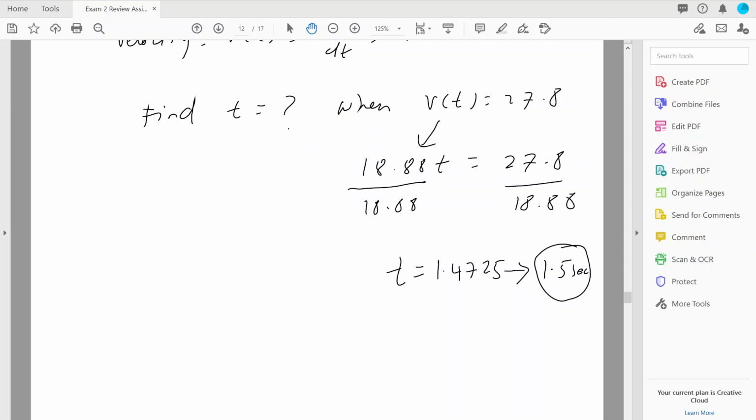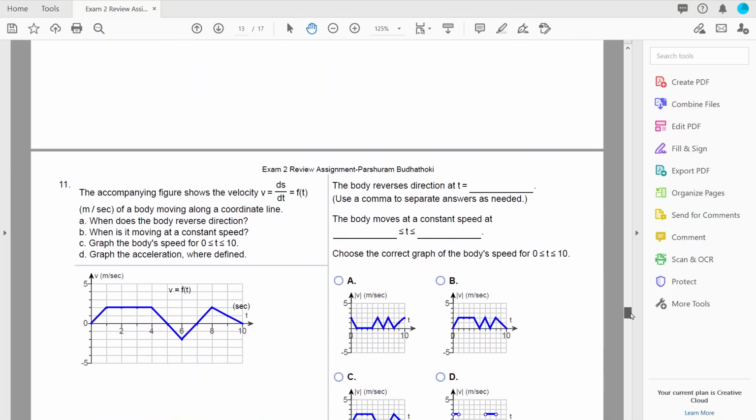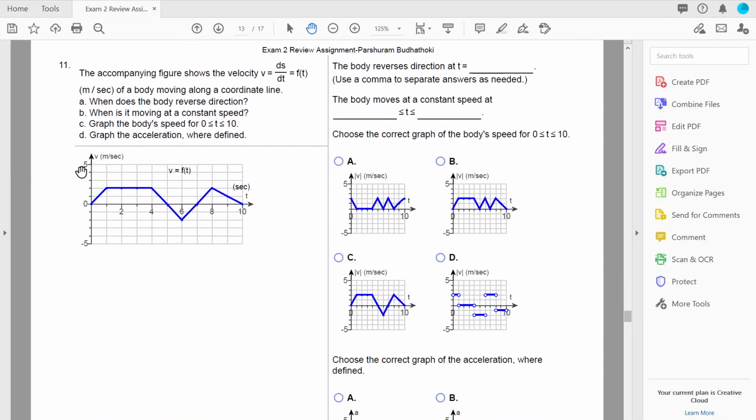Okay, so that's problem 10. Let's go to the next problem, which is problem 11. This is the graph we have been given. This is the graph for the velocity function. This is the graph for the velocity, so that means it's the derivative. And now we want to find some information by using this graph.